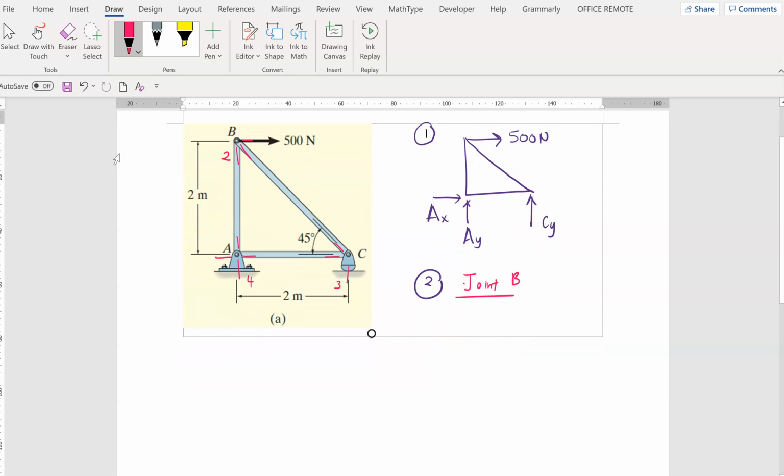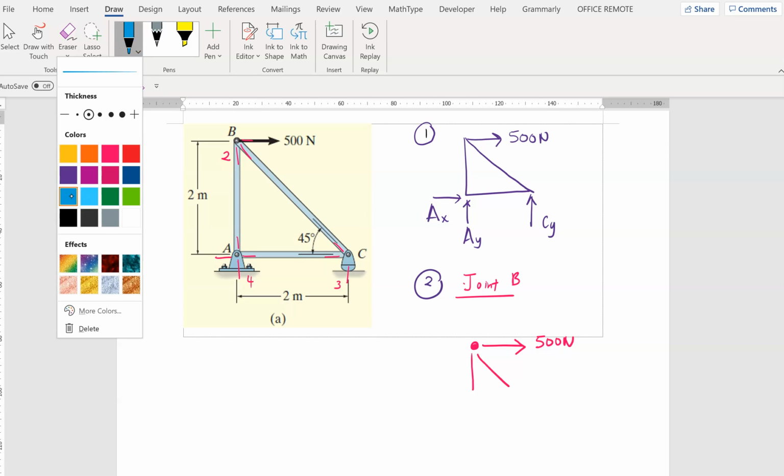So how to draw joint B? Okay, first you draw the point, next you draw the 500, then this one and this one. So this 500, no issue, you know the direction, you know the magnitude, no worries. But this 2, you don't know the direction, right?